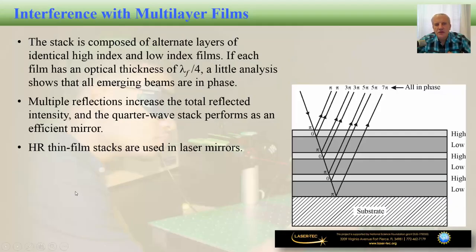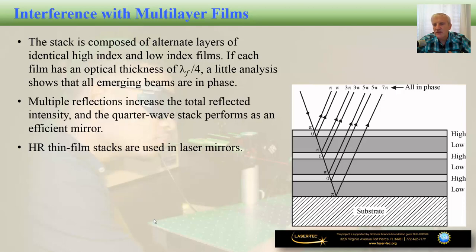The concept of interference through the thin film is also applied to a little more complex type of so-called multi-layer coatings. So we can see here a stack that's composed of alternate layers of high and low index films. Each of these films has an optical thickness of a quarter of the wavelength. Specific analysis can be applied to show that all these emerging beams are going to be in phase, creating constructive interference. These reflections add to the total reflected intensity. So this quarter wave stack performs as a very efficient mirror. And these types of high reflectivity thin film stacks are very often used in laser mirrors. This mirror acts as a very reflective surface for a specific wavelength of the light.